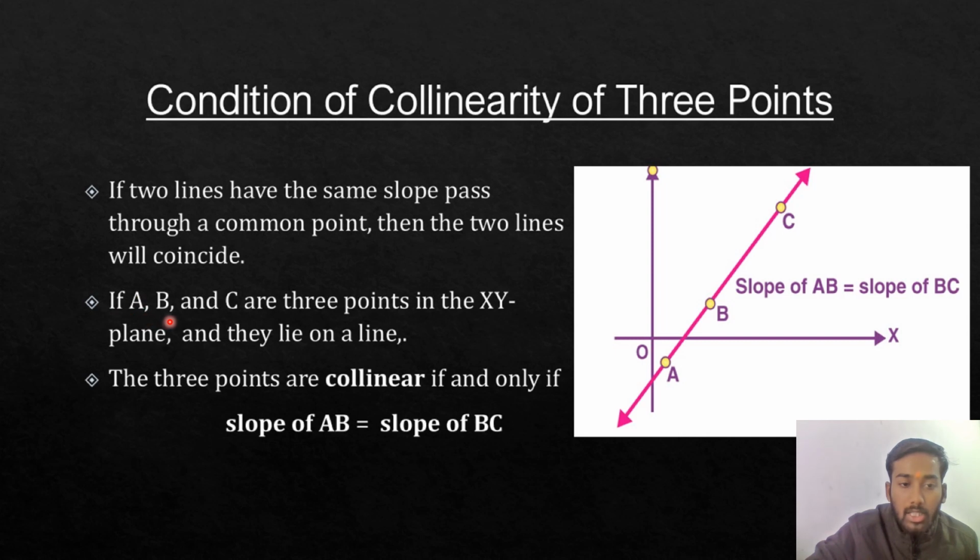Now, if A, B, C are 3 points on the xy plane and they lie on a line, then we have the condition that the slope of AB must be equal to the slope of BC, and this is the collinearity condition.